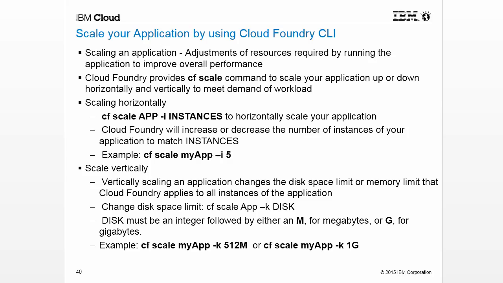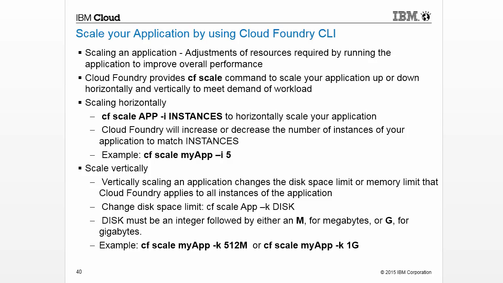The command for scaling: use cf scale to scale your application up or down to meet changes in traffic or demand. Scaling horizontally: use cf scale APP -i INSTANCES to horizontally scale your application. Cloud Foundry will increase or decrease the number of instances of your application to match the instances you specify. An example would be cf scale myapp -i 5.